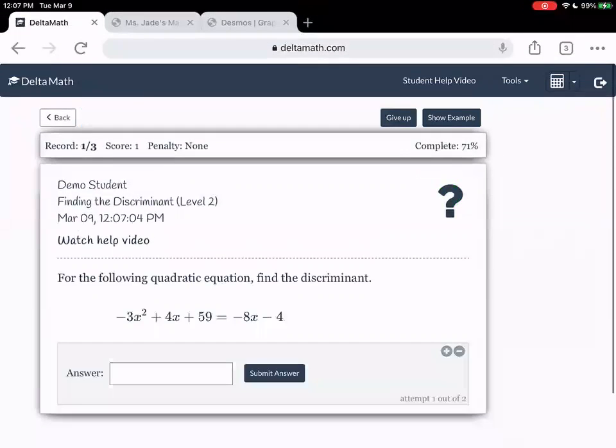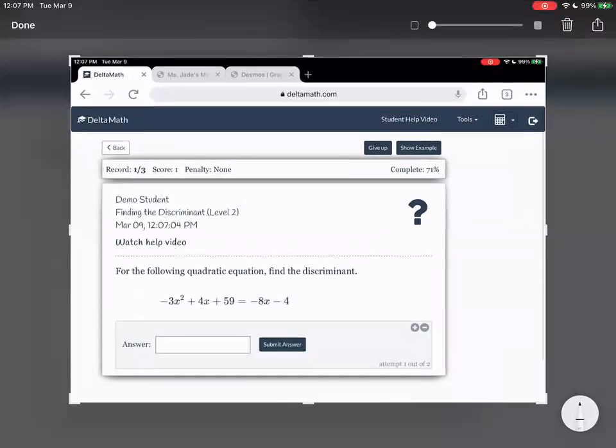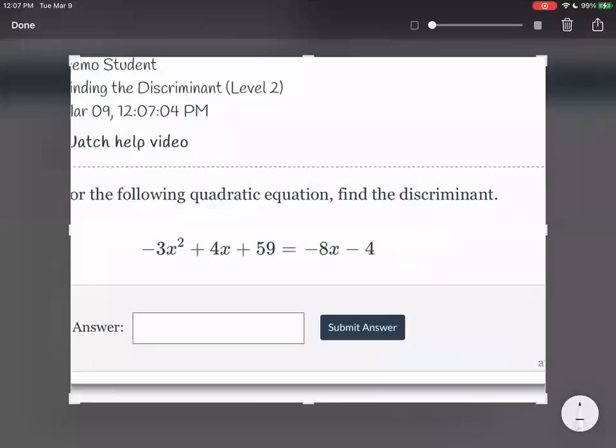Let's do another discriminant problem. For the following quadratic equation, find the discriminant. Remember, it's part of the quadratic formula, so you want it equal to 0. So I'm going to bring over the 8x. I will also bring over the minus 4 later. So that gives us plus 12x. Those cancel out. It's equal to negative 4.